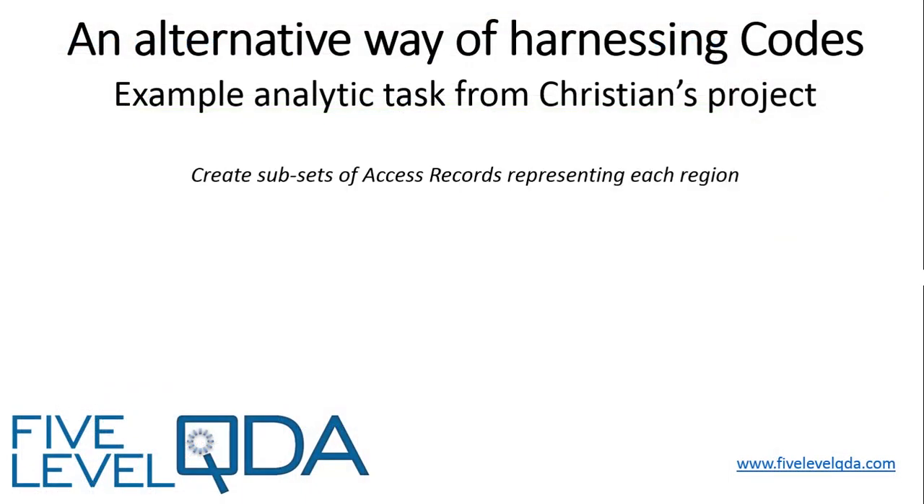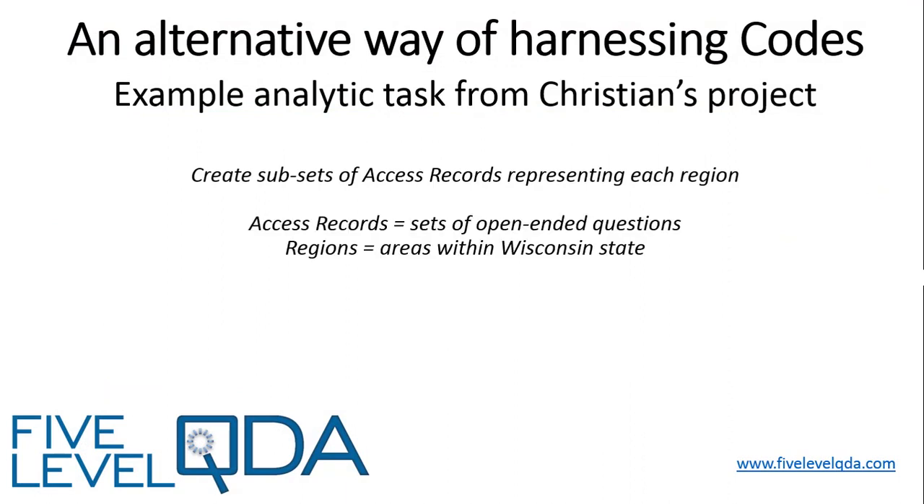Christian's task was to create subsets of access records representing each region. You'll know from reading Chapter 9 that in Christian's project, access records are sets of open-ended questions about how programs expand access to non-traditional and underserved audiences, and that regions are areas within the state of Wisconsin where programs are delivered. At the strategies level, therefore, access records are units of data and regions are units of meaning. So now let's go and have a look at how Christian represented these units in his MAXQDA project, and also how and why he harnessed codes at the tactics level to accomplish this task.